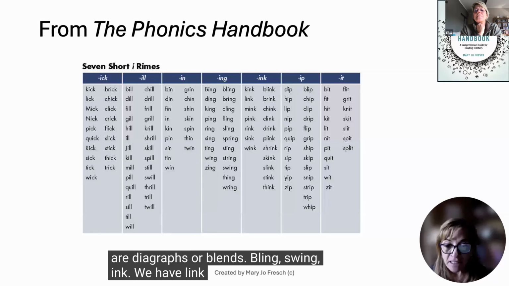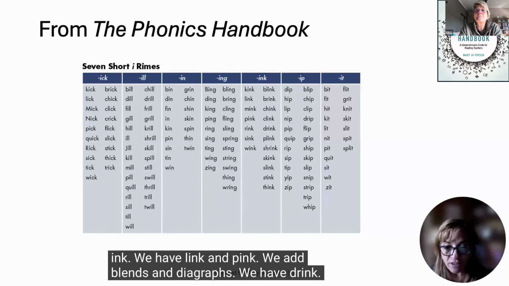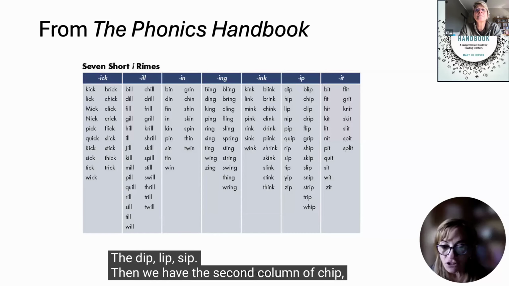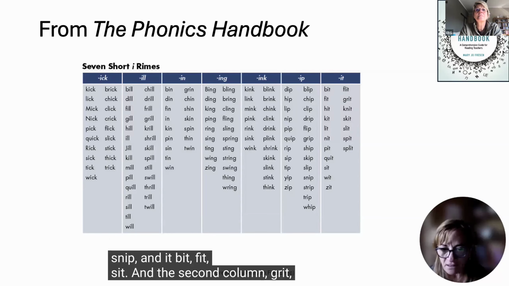Ink, we have link and pink. We add blends and digraphs. We have drink, we have shrink. The ip, dip, lip, sip. Then we have the second column of chip, skip, snip, and it, bit, fit, sit. And the second column, grit, skit.